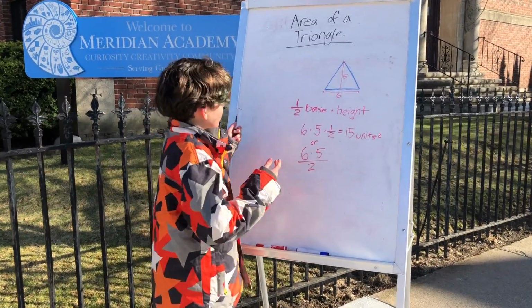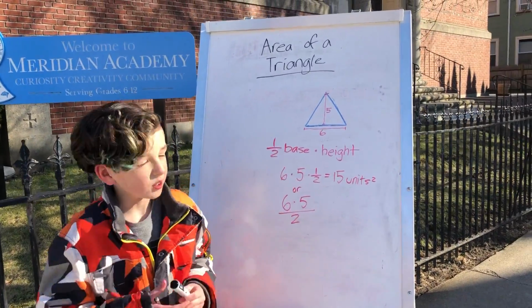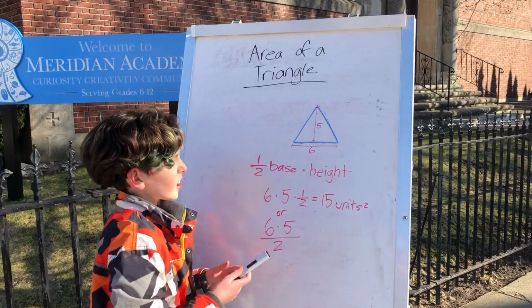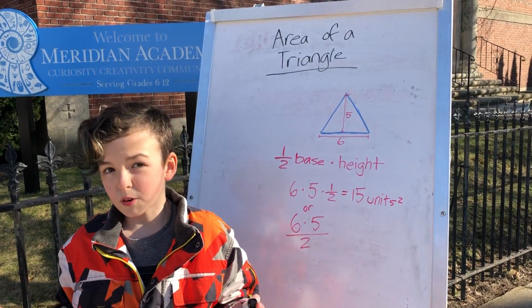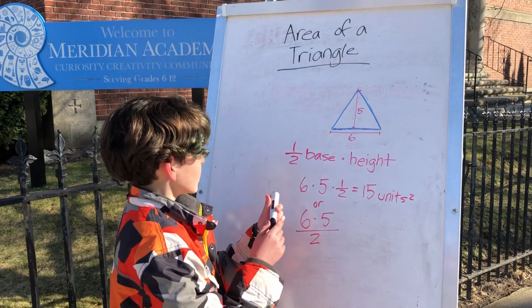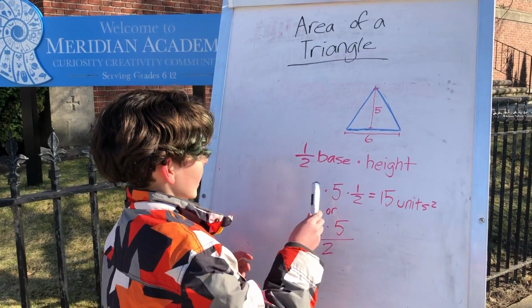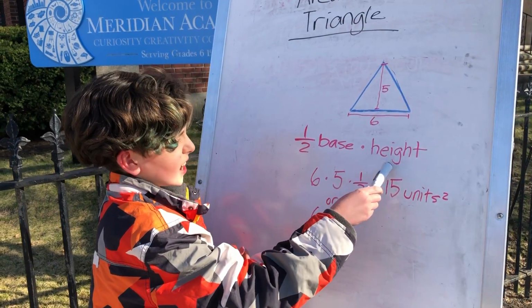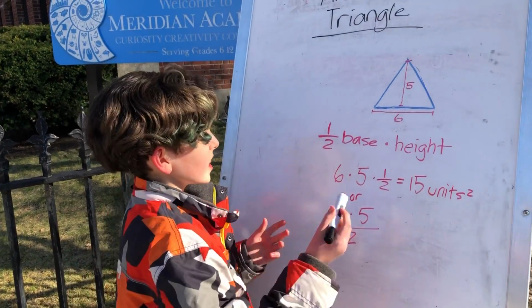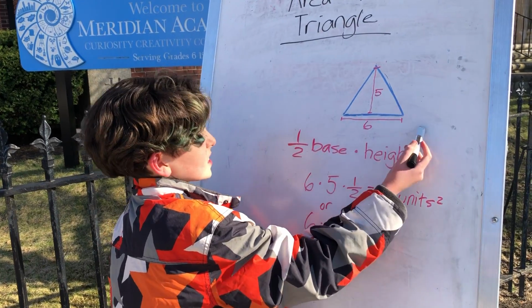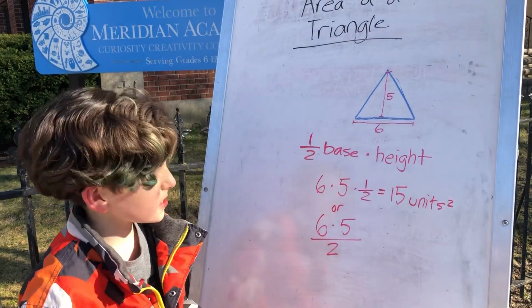Explain to you how to find the area of a triangle. Now, we have this triangle right here, and the formula for finding the area is to multiply half of the base times the height. So, let's say that the base is 6 units and the height is 5 units.